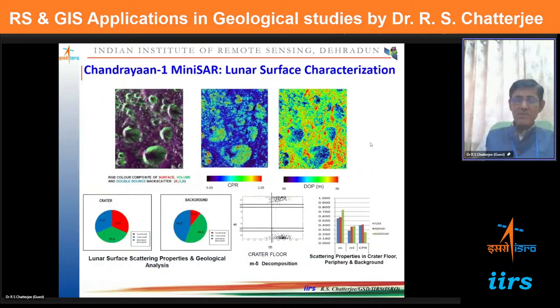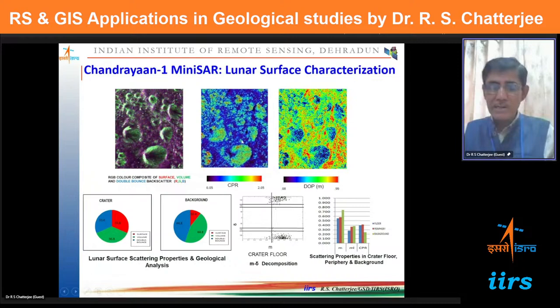Similarly, using radar images, we can interpret the surface morphology of the crater, and the probability of water ice presence in the crater, particularly deep inside the crater, whether water ice is available or not. That kind of information we can also get.